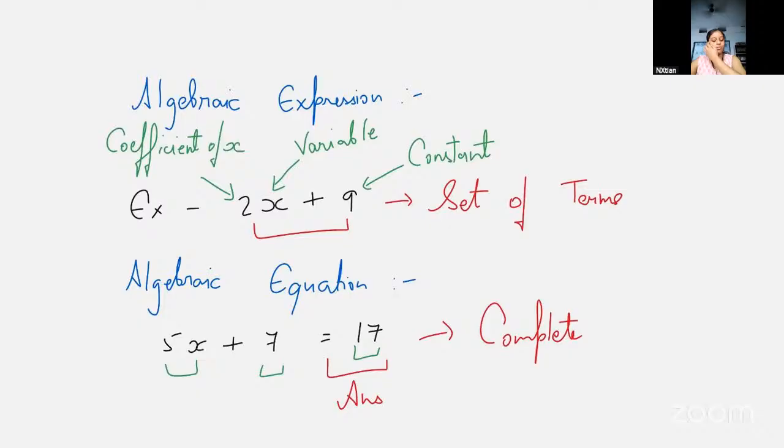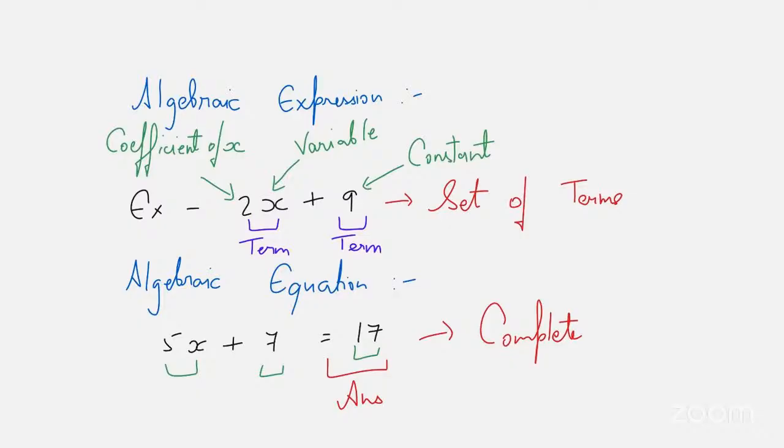So the number that is attached with your variable is called the coefficient of x. The alphabets are called variables. The numbers are called constants, and the 2x and the 9 are called terms. Hope you understood what are terms and what is the coefficient of a variable. Write this down, and then I'll give you some more examples of coefficients of variables. Done, ma'am.